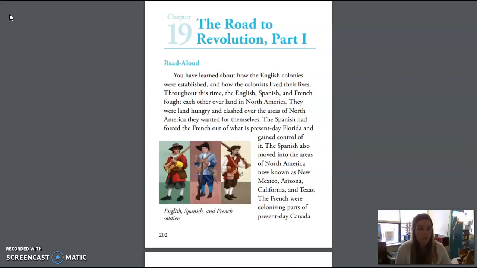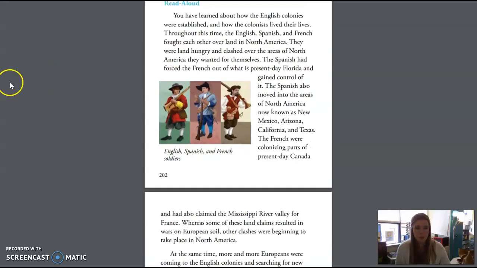We are now going to move into today's reading. Chapter 19, The Road to Revolution, Part 1. You have learned about how the English colonies were established and how the colonists lived their lives throughout this time.